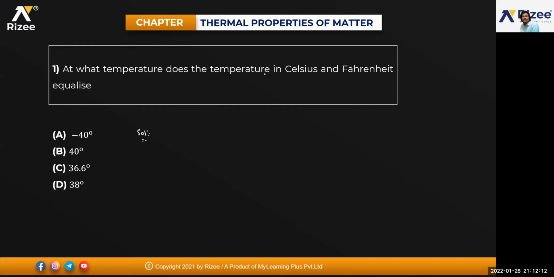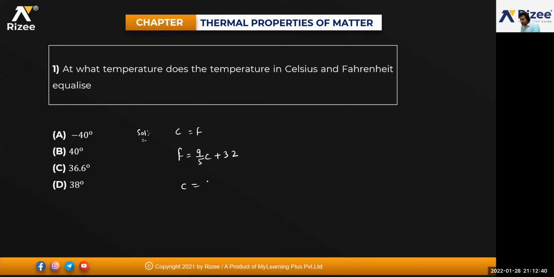At what temperature will the temperature in the Celsius and Fahrenheit scale equalize? Celsius is equal to Fahrenheit at what temperature is being asked? Option A, very good. What is the relation between them? F is equal to 9 by 5 into C plus 32. That means F is equal to C.